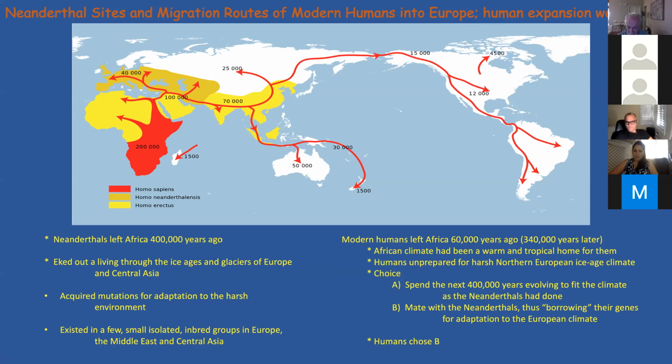So Homo sapiens that migrated out 60,000 years ago had a choice. A, they could spend the next 400,000 years evolving to fit the climate as the Neanderthals had done, or B, they could mate with the Neanderthals and thus borrow their genes for adaptation to the European climate. And so what did they choose to do? They did B. They mated. So any questions about the map or the migrations or the time periods?